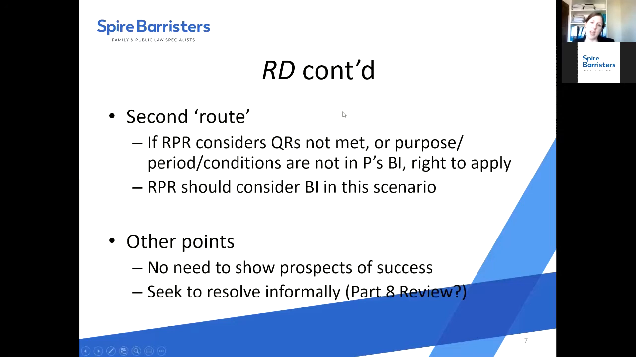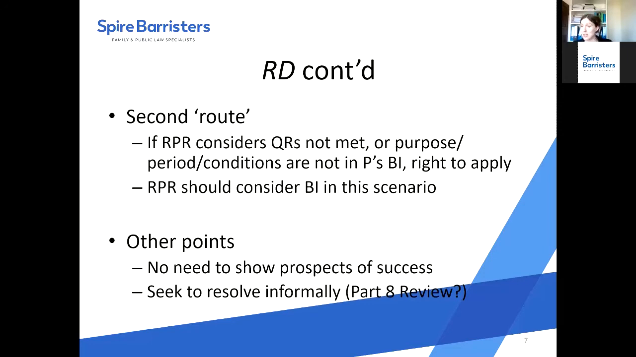The second route then in RD is if the RPR themselves considers that the qualifying requirements are not met or the purpose periodic conditions are not in P's best interests, then it's right for them to apply in those circumstances. And conversely to the previous occasion, this is when the RPR needs to consider whether that would be in P's best interests. A couple of other points, again, it's always useful to just remind ourselves of.